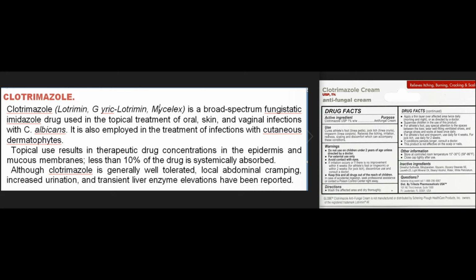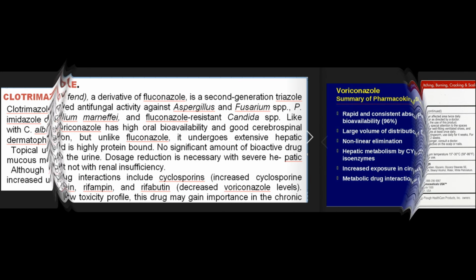Clotrimazole. Clotrimazole, Lotrimin, Gyne-Lotrimin, Mycelex, is a broad-spectrum fungistatic imidazole drug used in the topical treatment of oral, skin, and vaginal infections with C. albicans. It is also employed in the treatment of infections with cutaneous dermatophytes. Topical use results in therapeutic drug concentrations in the epidermis and mucous membranes. Less than 10% of the drug is systemically absorbed. Although clotrimazole is generally well tolerated, local abdominal cramping, increased urination, and transient liver enzyme elevations have been reported.